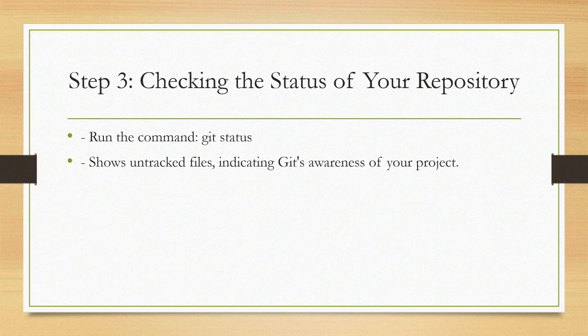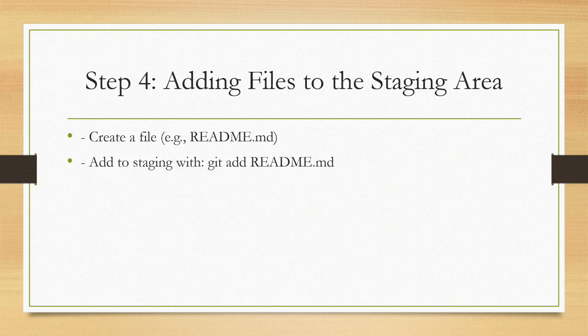Now that your Git repository is initialized, let's check its status. Run the command git status. Git will show you which files are untracked, meaning it is aware of them, but hasn't started tracking their changes yet.